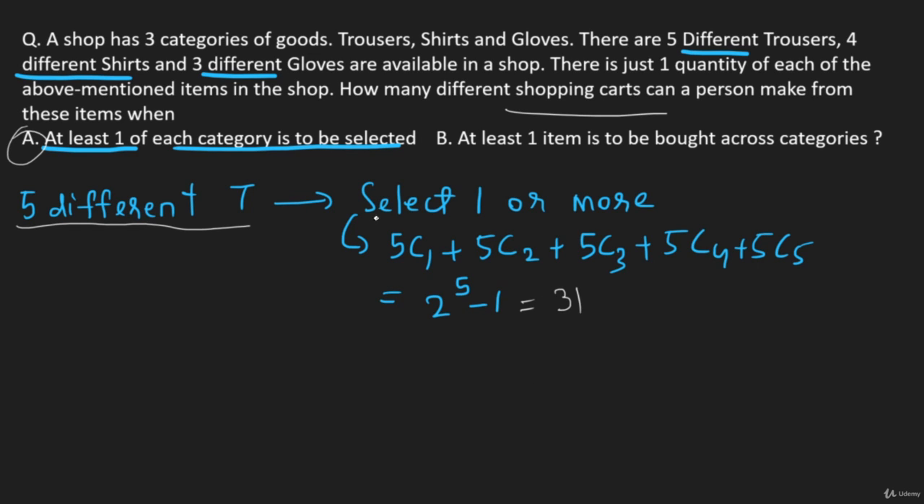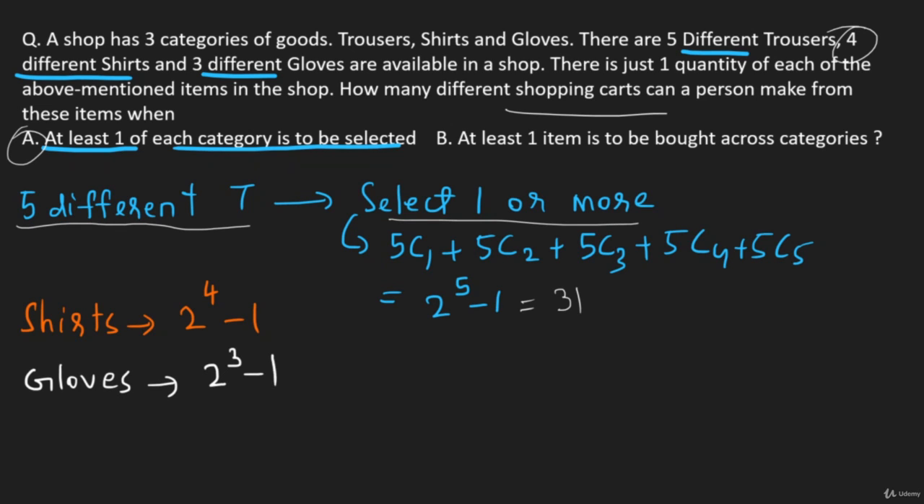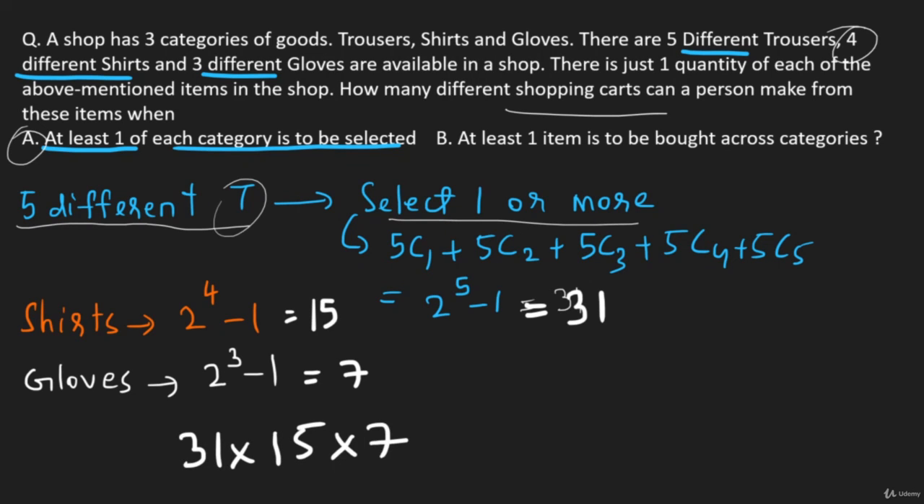Now the same way, how many ways can you select one or more shirts? You have 4 shirts. So in case of shirts, you can do it in 2 to the power 4 minus 1 ways. And in the case of gloves, you can do it in 2 to the power 3 minus 1 ways. This one over here is 31, this is 15 and this is 7. Therefore, you can select one or more trousers and one or more shirts and one or more gloves in 31 into 15 into 7 ways. That's your answer to the first question.